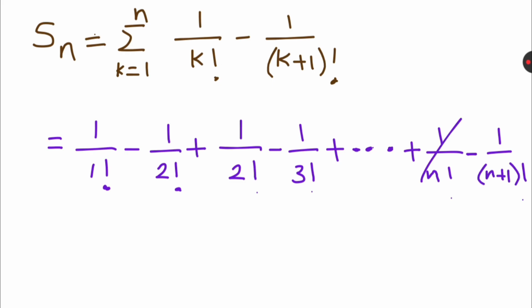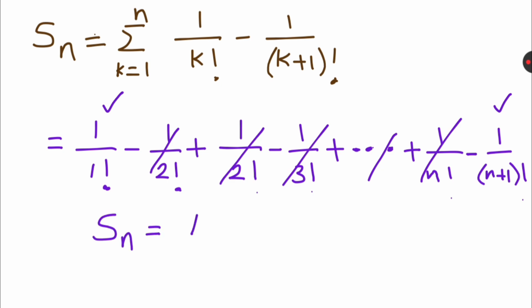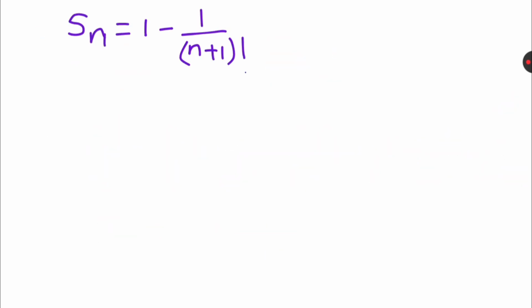So all the intermediate terms get cancelled. So we are left with only the first and last term. So that is our Sn. So Sn is 1 minus 1 over (n plus 1) factorial. So what is our goal? Our goal is to find the sum of S3, S4 and S5.